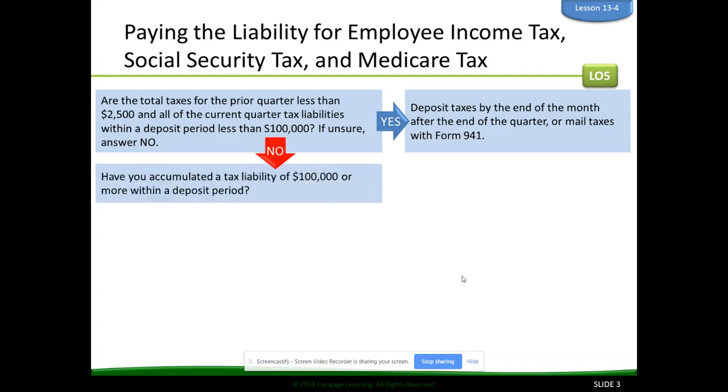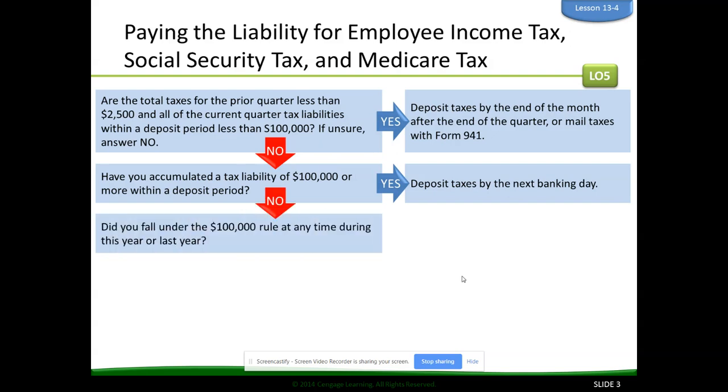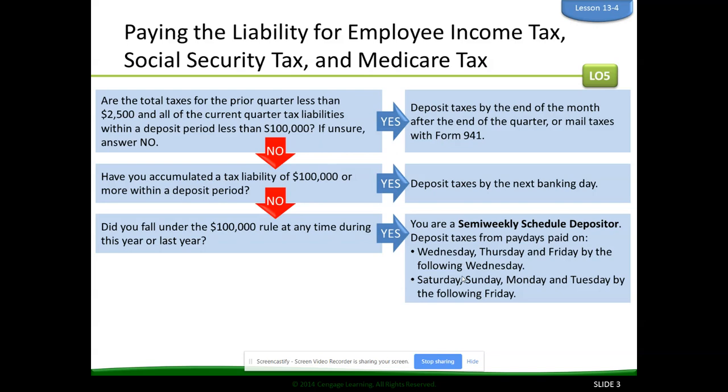If the answer is no, have you accumulated a tax liability of $100,000 or more within a deposit period? If yes, then they deposit taxes by the next banking day. If you answer no to that, did you fall under the $100,000 rule at any time during this year or last year? If the answer is yes, you are a semi-weekly scheduled depositor. Deposit taxes from paydays paid on Wednesday, Thursday, and Friday on the following Wednesday. If they're collected on Saturday, Sunday, Monday, and Tuesday, by the following Friday.